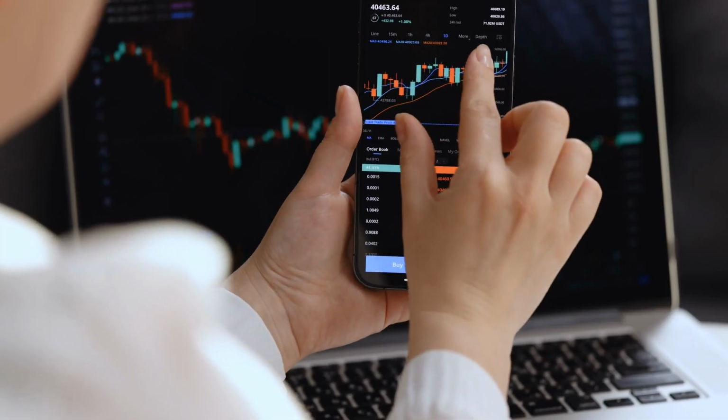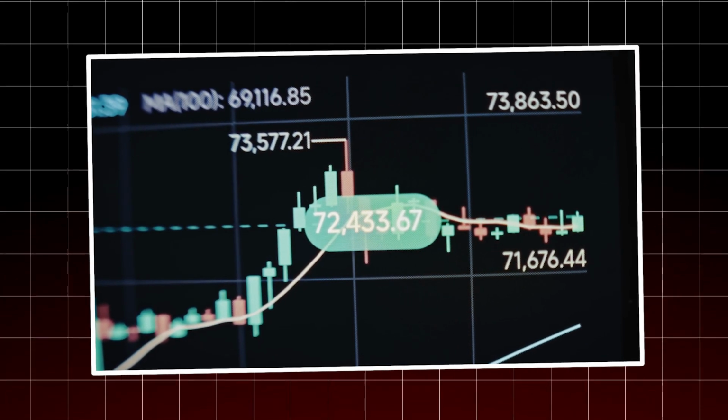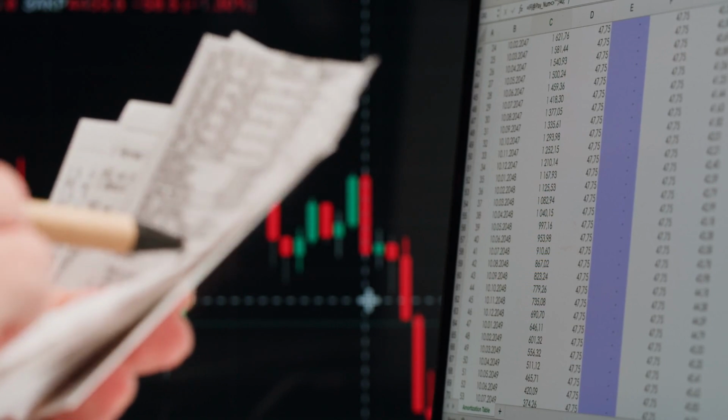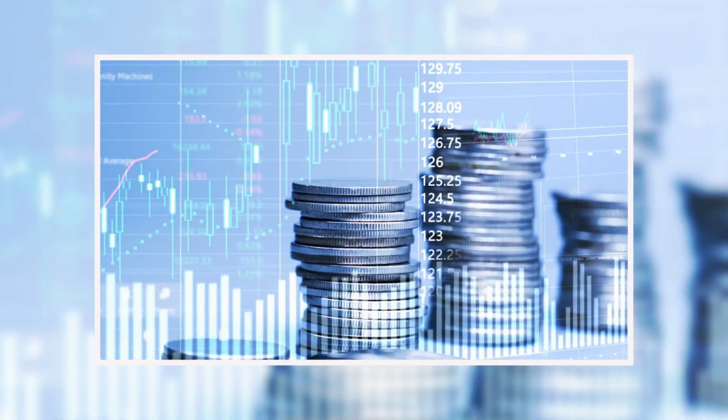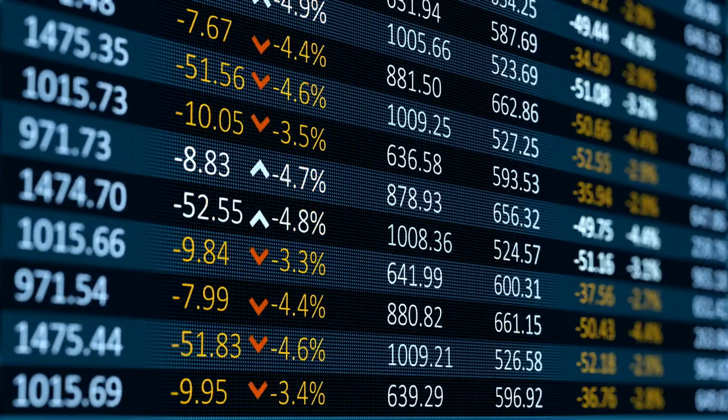Volume bars show how many shares were traded in a given period. High volume often means strong investor interest, especially during major events like earnings reports. Price increases with high volume signal strong buying, while drops with high volume suggest heavy selling.